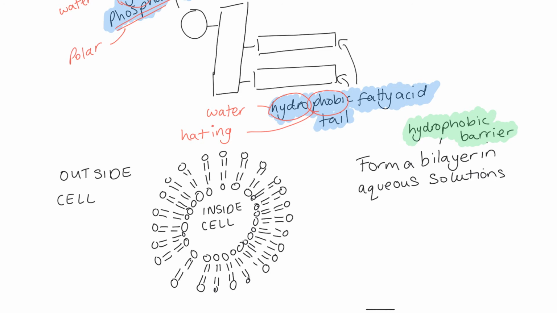So it forms this hydrophobic barrier between the inside and the outside of a cell. Another useful property of phospholipids is that their structure allows them to form glycolipids by combining with carbohydrates within the cell membrane, and these glycolipids are important in cell-to-cell recognition.